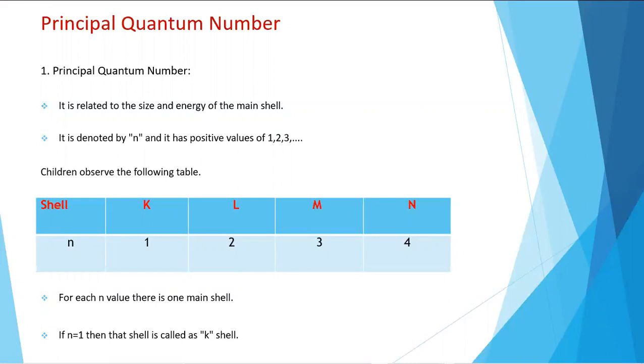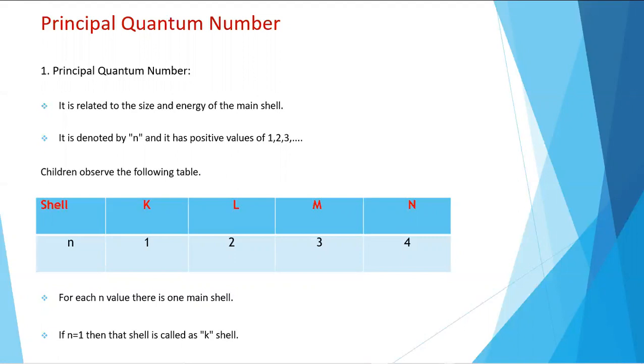Children, observe the following table. For each N value, there is one main shell. So if we put N equal to 1, then that shell is called the K shell, and if N equal to 2, it will be L, and so on. So the principal quantum number is related to the size and energy of the main shell.